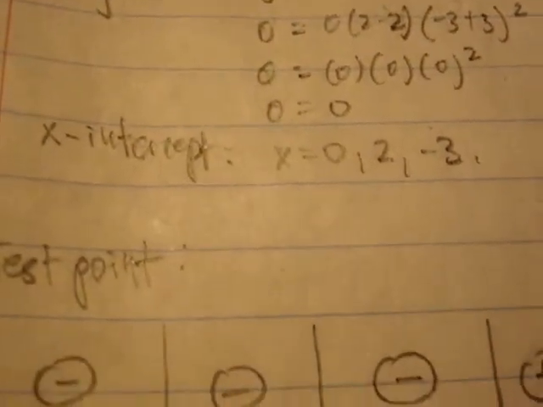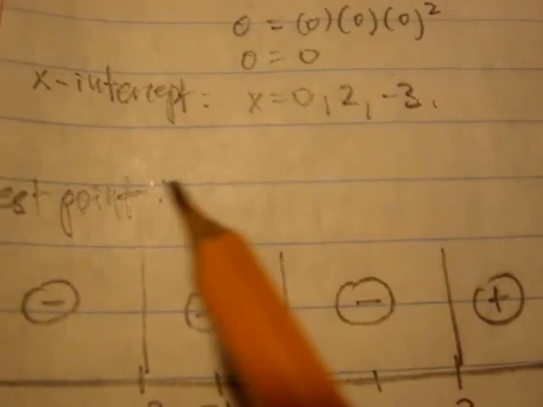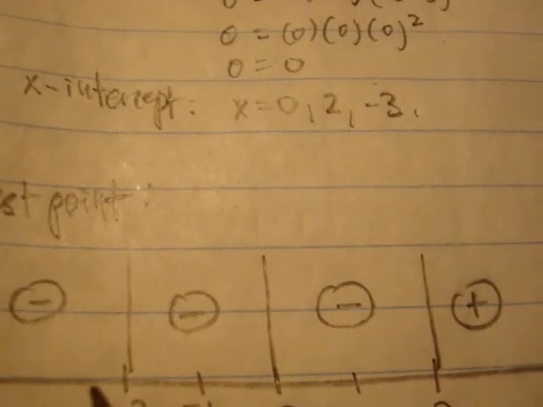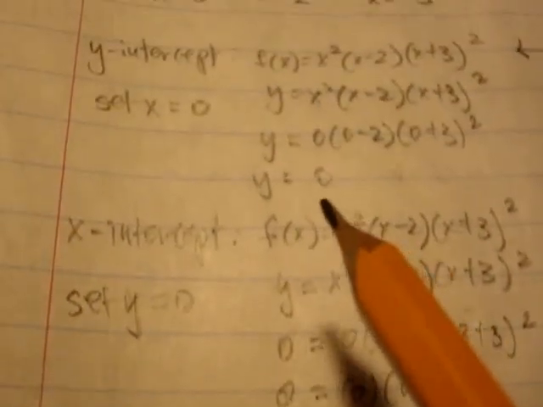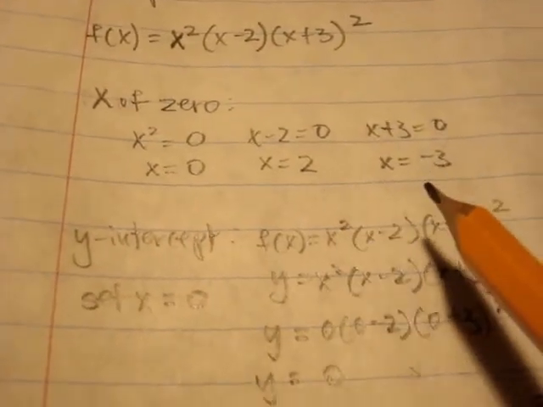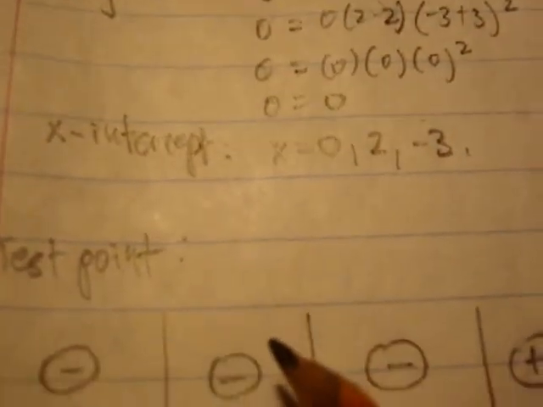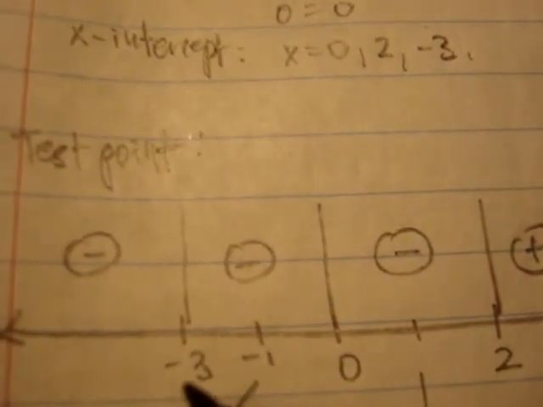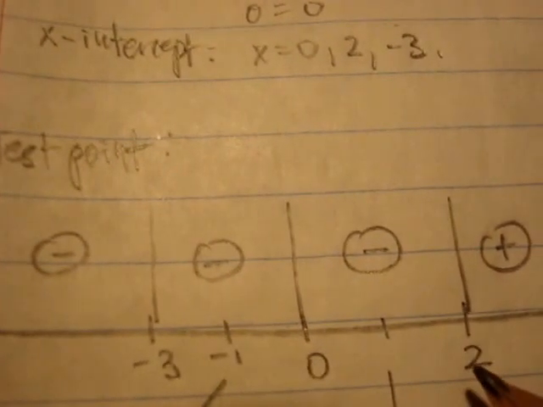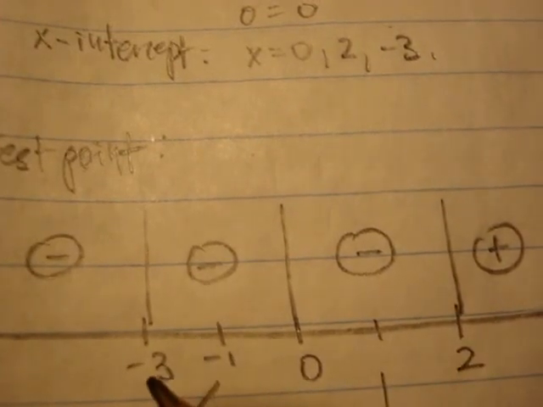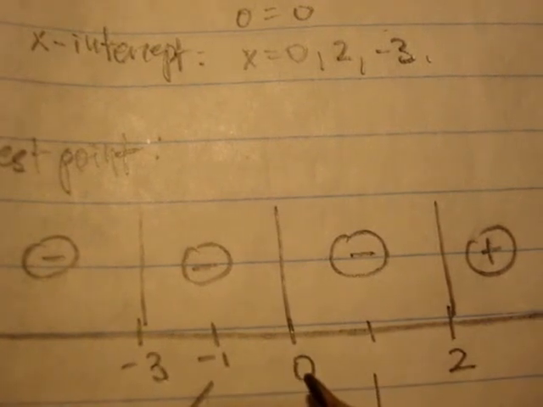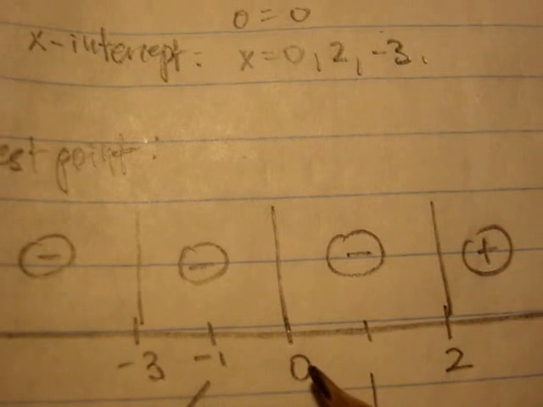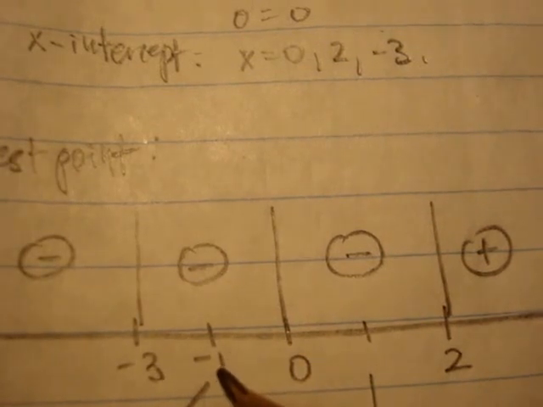The next thing you need to do is get the test point. To make the test point, first you need to draw the real number line right here, and then put all the x of 0 right here. The x of 0 are 0, 2, and negative 3. So you put them on the real number line: negative 3, 0, and 2. And then between negative 3 and 2, you put a 0 right here. And between negative 3 and 0, there will be a number that's negative 1.